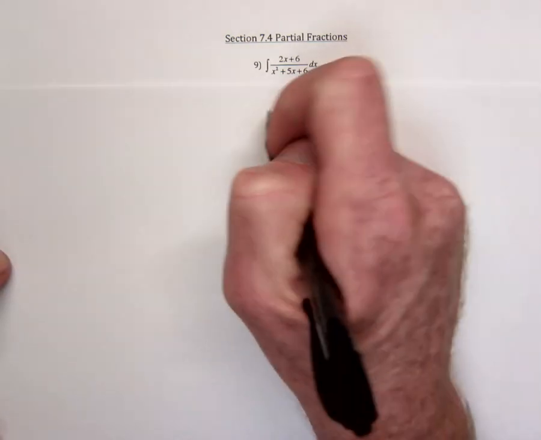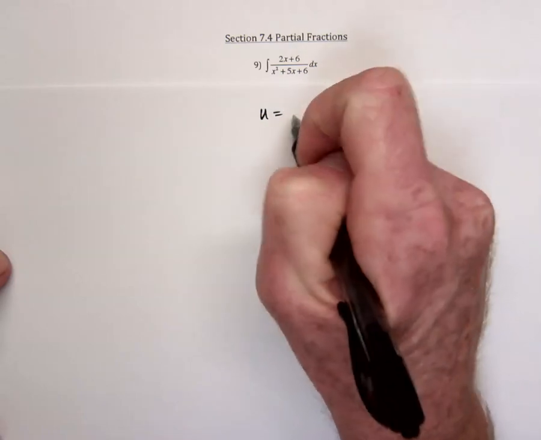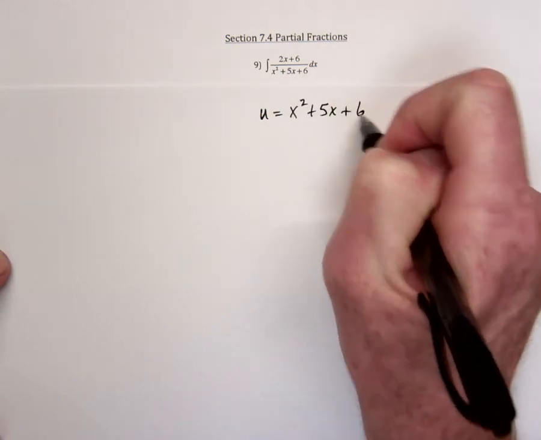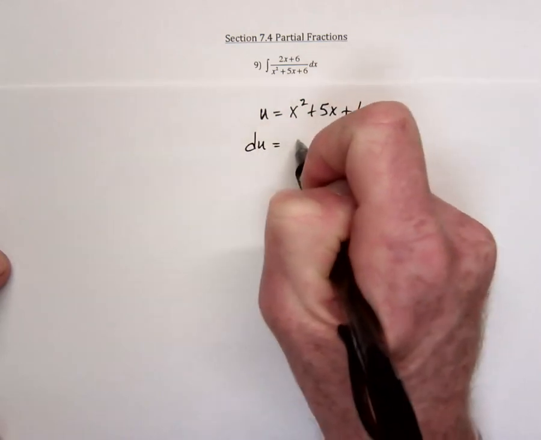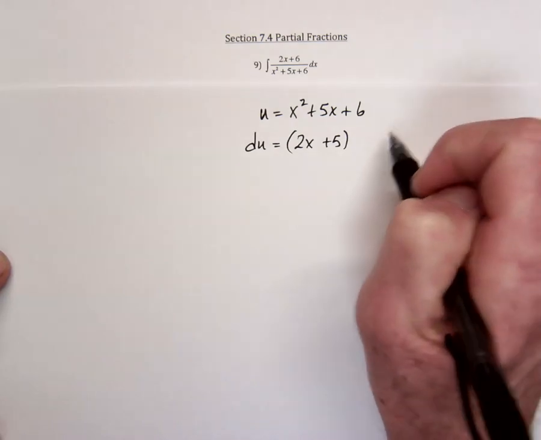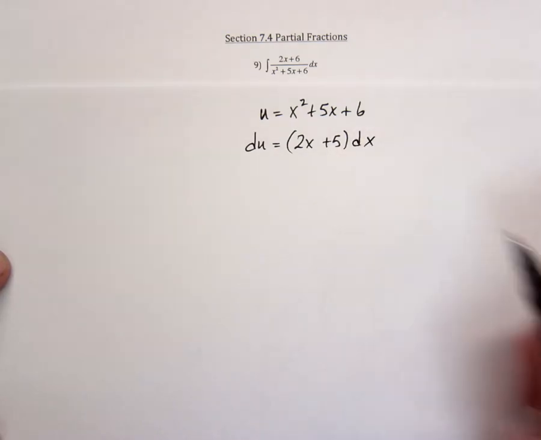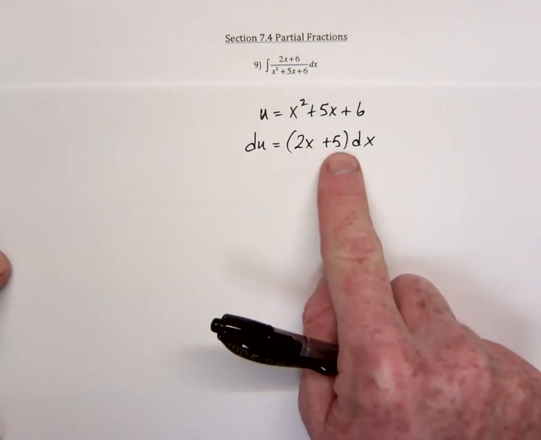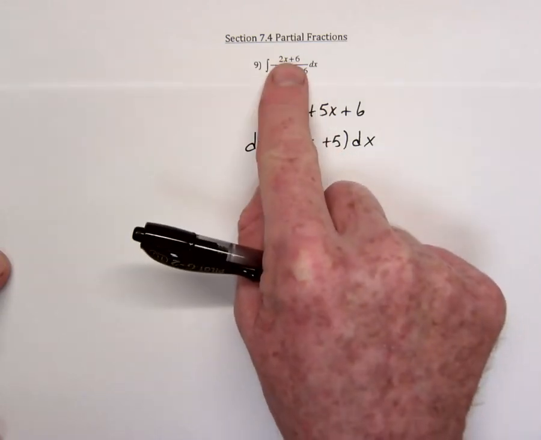I often say it's a good idea to start with u substitution. If we did, the u would equal the denominator, and then take the derivative of that, we'd have 2x plus 5.